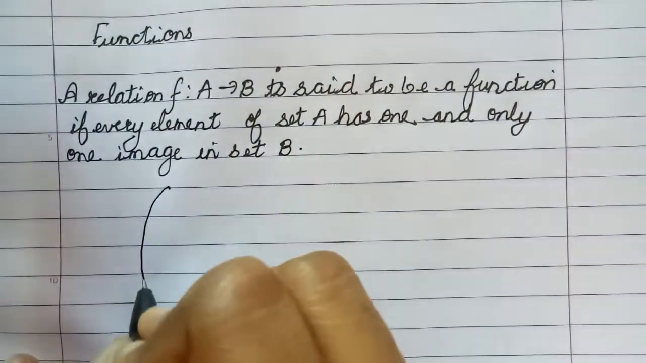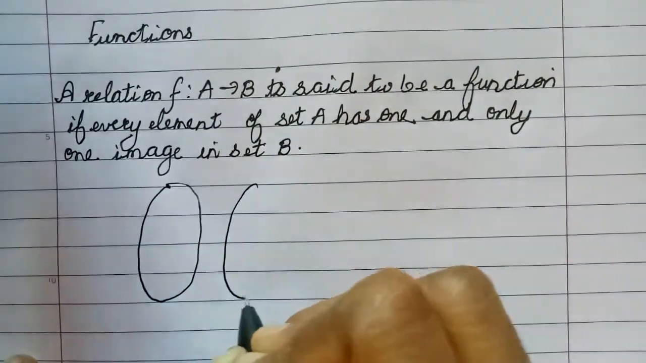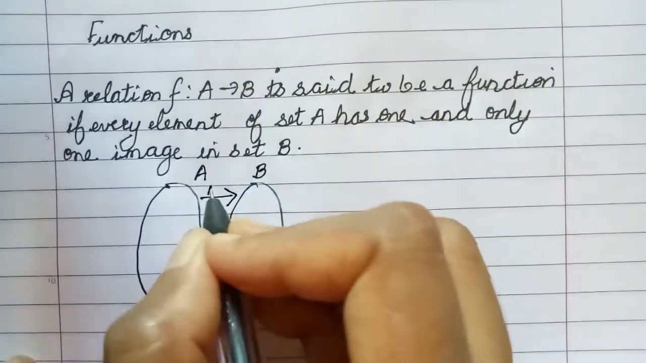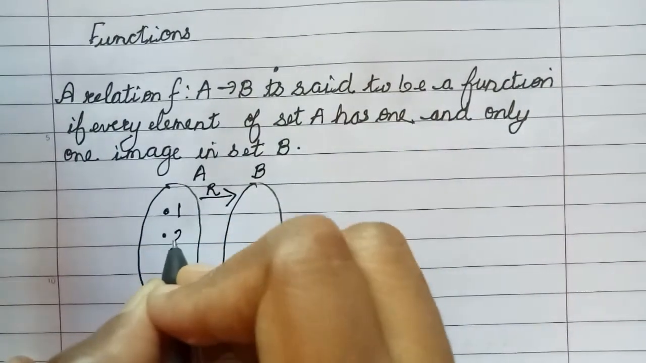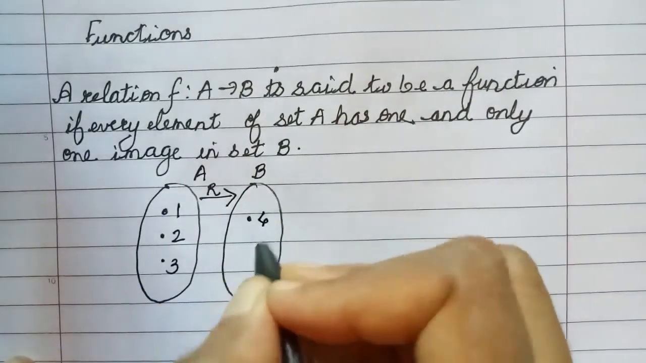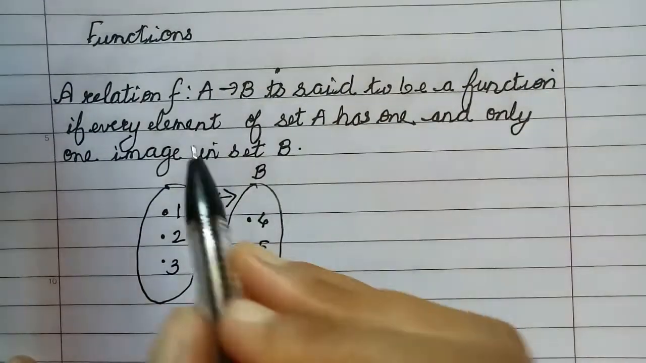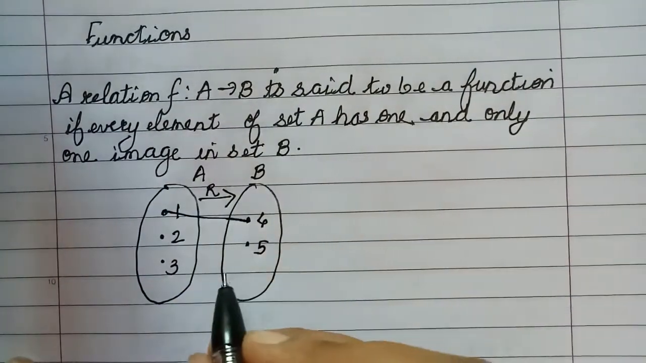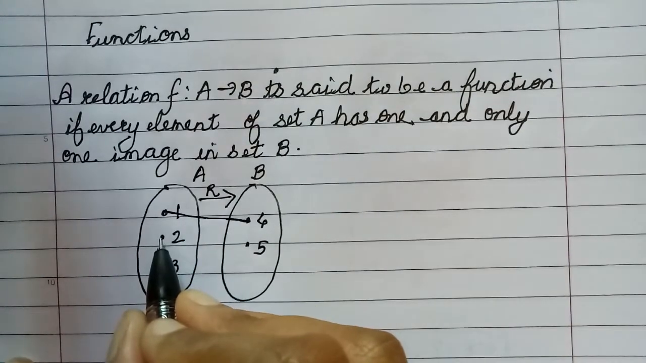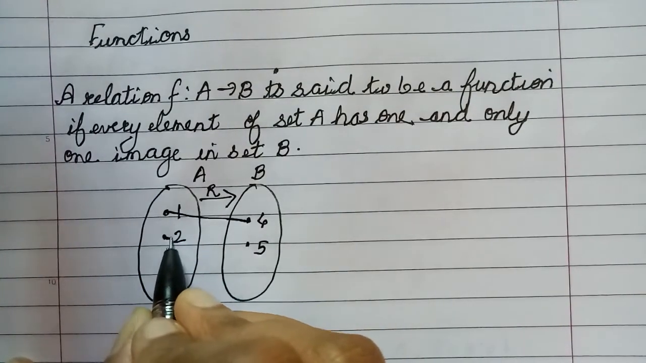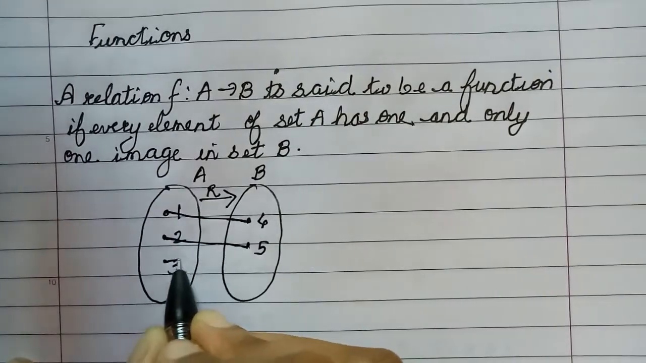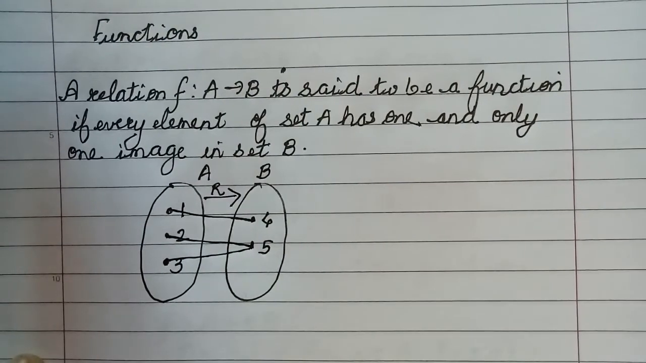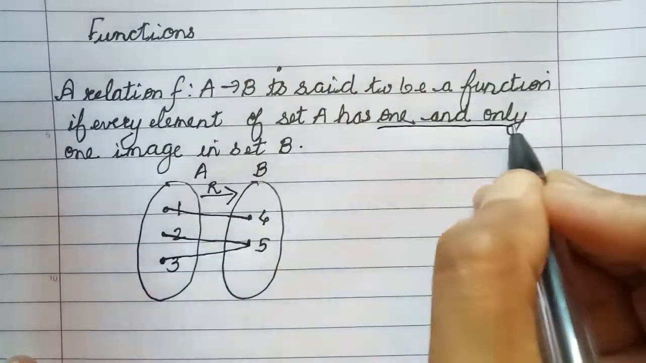For example, if I draw it pictorially, you can see that if I have a set A, a set B, and a relation between them R, for example, I have elements 1, 2, 3 in my set A, and elements 4, 5 in set B, then the definition of function says that every element of set A should have one and only one image in set B. Very strong condition, one and only one image, right?